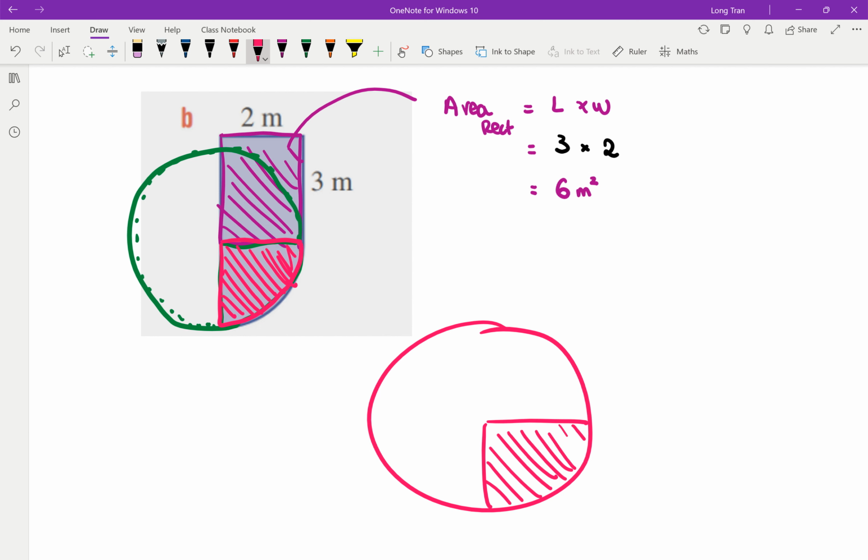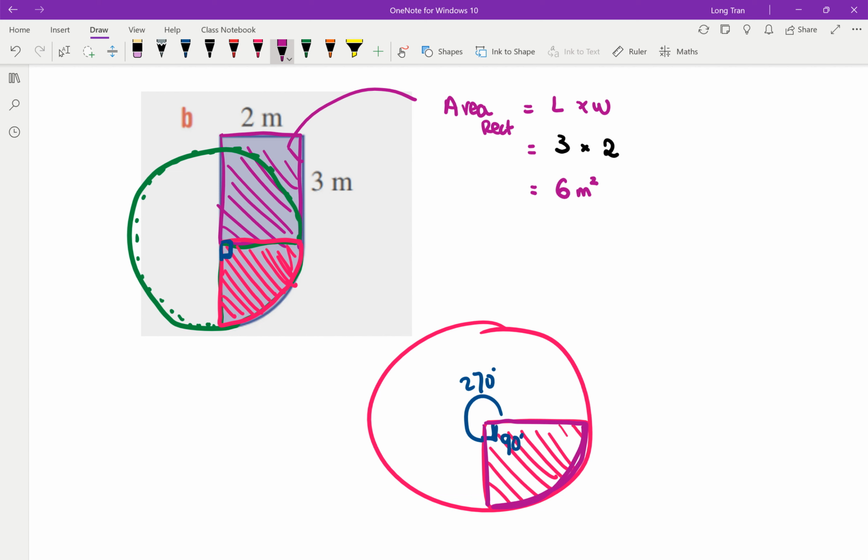But how do I find the area of a quarter of a circle? Well, we know that this is 90 degrees here, true? Because that's the angle that I want. 90 degrees is here, and the rest is then 270 degrees. So which sector do I want? I want the area that has the angle 90 degrees.